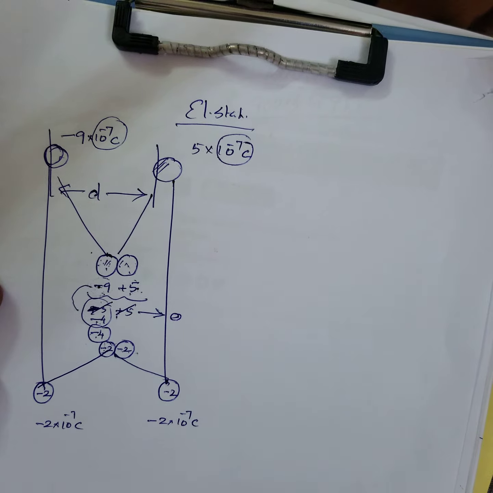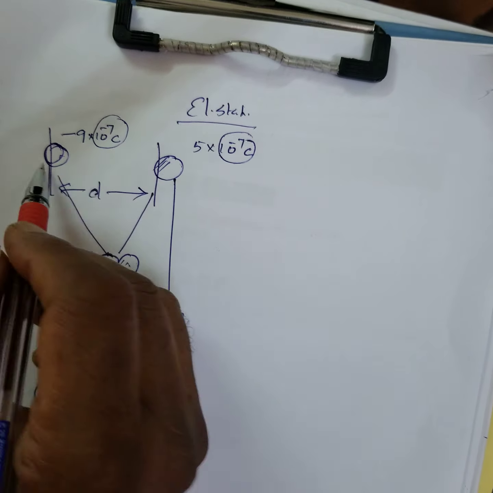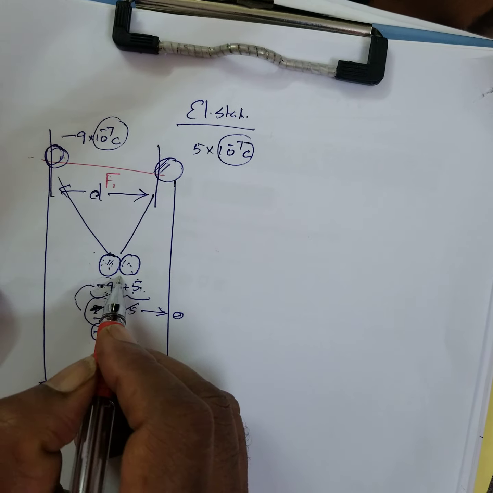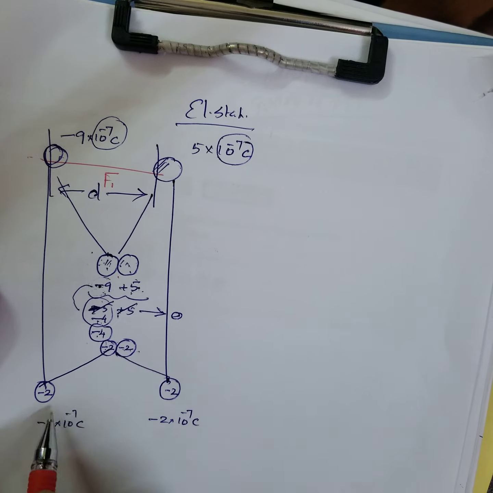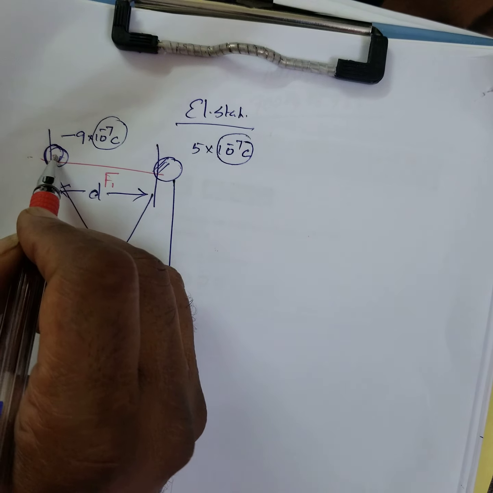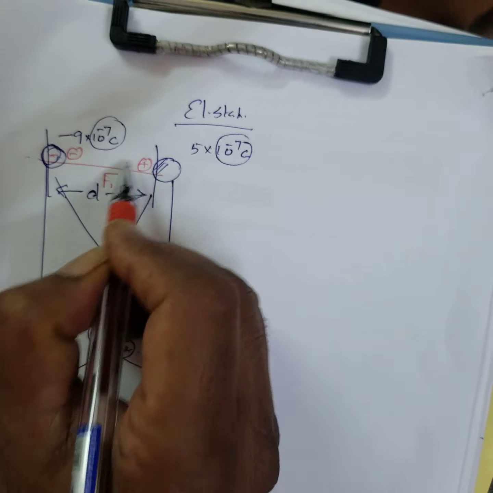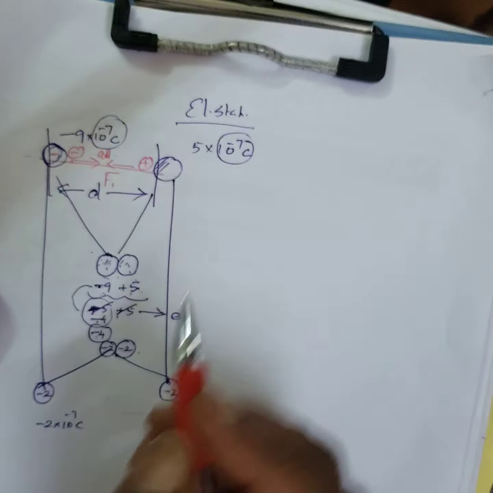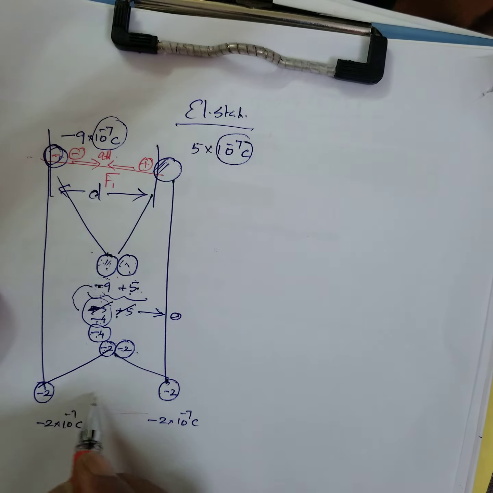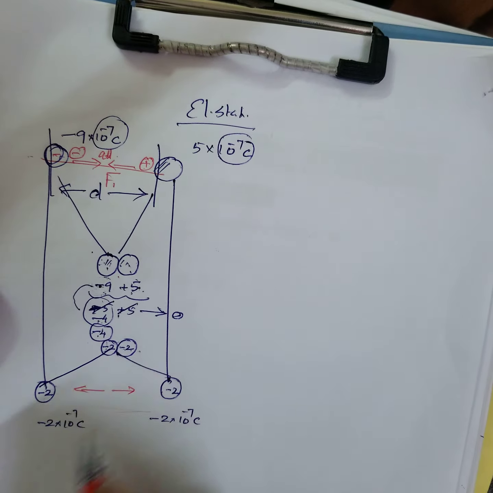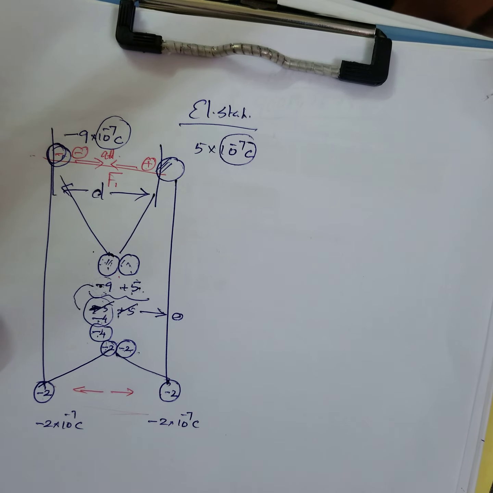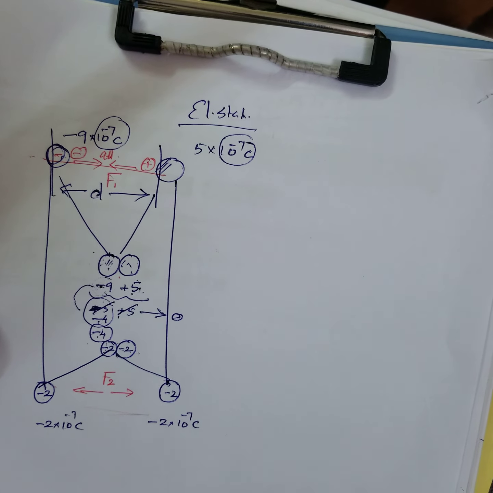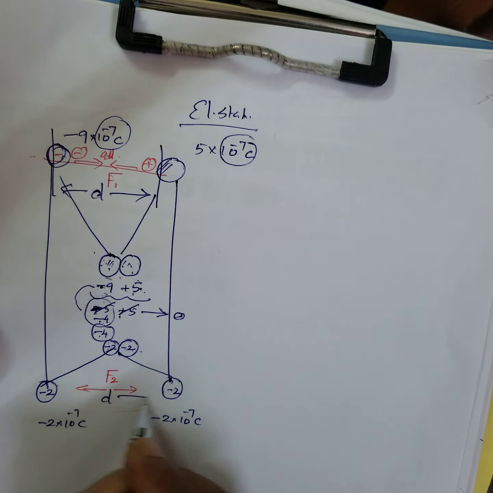When I kept them alone in air, this is the force initially, F1. Now after redistribution, here it is negative and here positive, opposite signs, so there is a force of attraction. Now both have identical charge, so there is a force of repulsion among them. The distance remains the same. Then the force is F2.